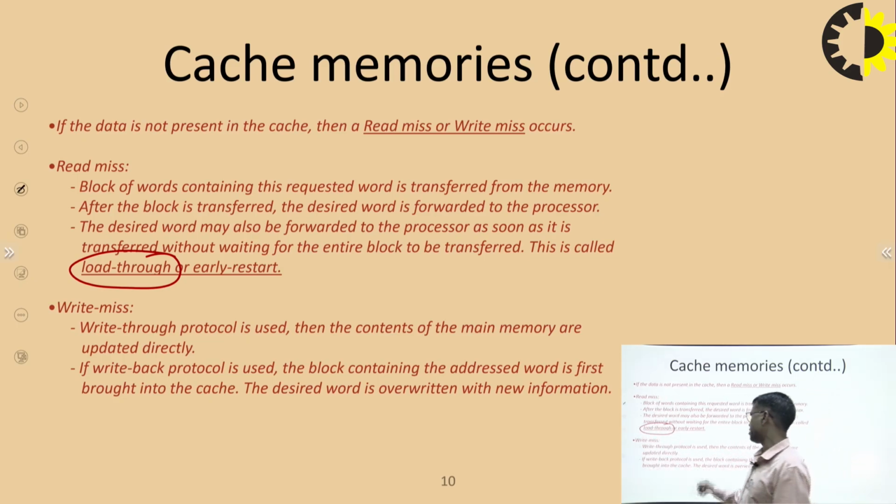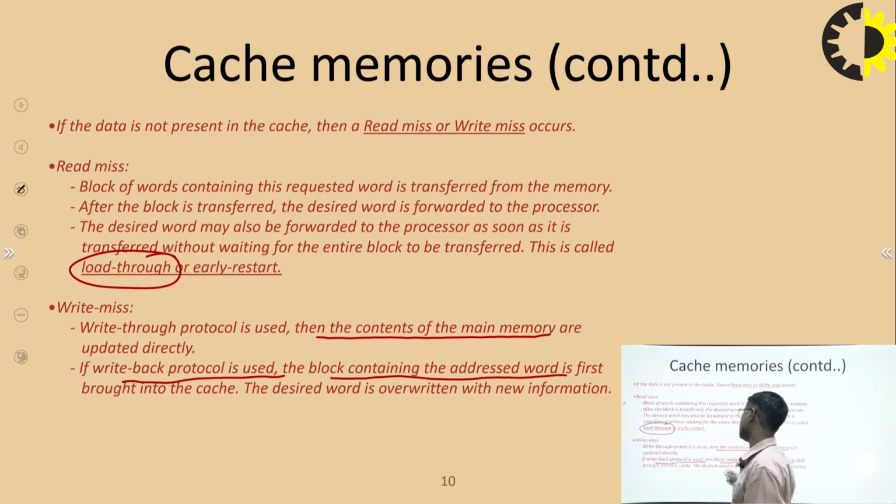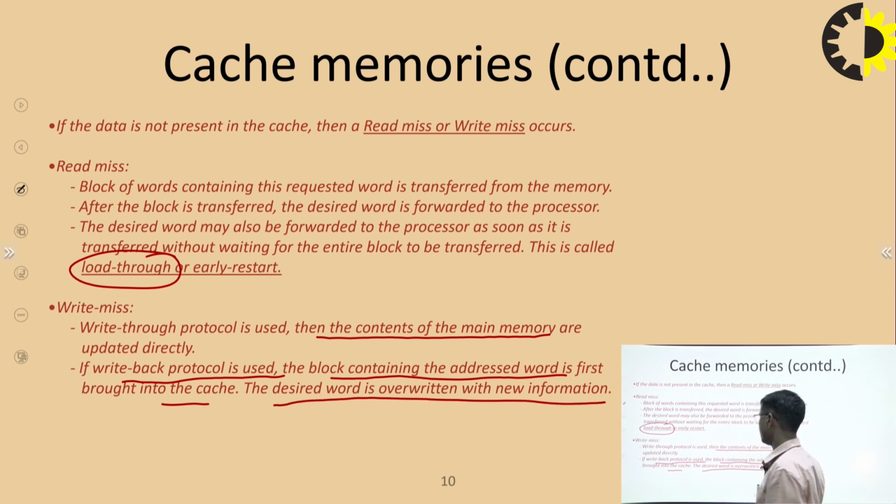Similarly, if the write through protocol is used, the contents are updated directly in the main memory as well as the cache memory. And if the write back protocol is used, the block containing the addressed word is first brought to the cache, and then the desired word is overwritten with new information.